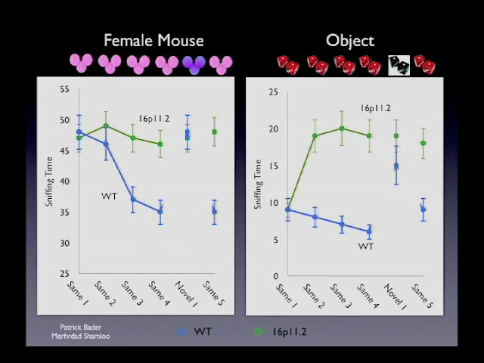So for some reason, they don't lose enthusiasm about the female, but they also happen to find this novel object extremely interesting. We don't know exactly what this means, but it does remind me a little bit of my son and some of his classmates, in that it's not so much that they're not interested in people, it's that they're far more interested in the spinning thing in the corner. So we don't really quite understand what's wrong with this mouse, and we're still working on it.